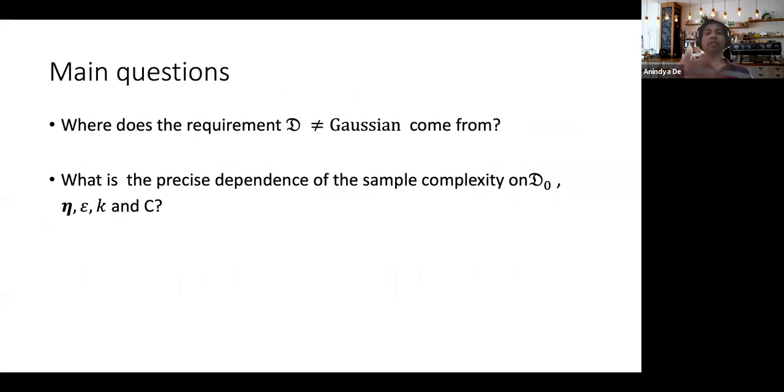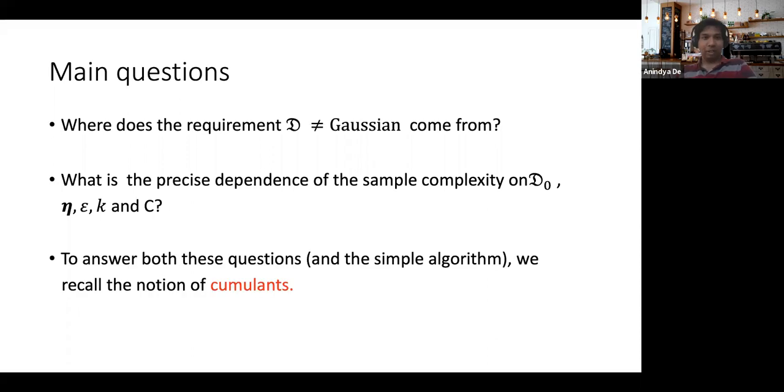Okay. I had a question. Where does the requirement D not equal to Gaussian come from? And I never said what is the precise dependence of the sample complexity on this individual marginal D naught, eta, epsilon, error parameter epsilon, k, which is a sparsity parameter, normalization constant. What is this dependence? I just said it's something dependent on that. What is this number? And I did not answer both these questions, which I'm going to do now.